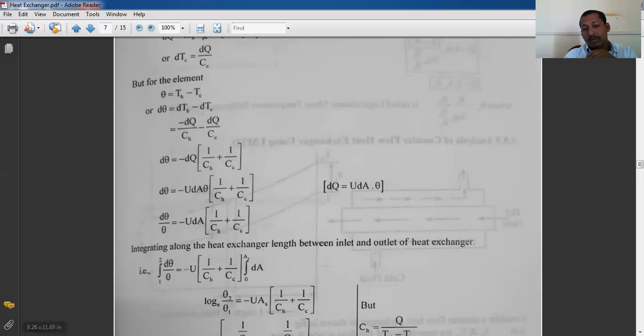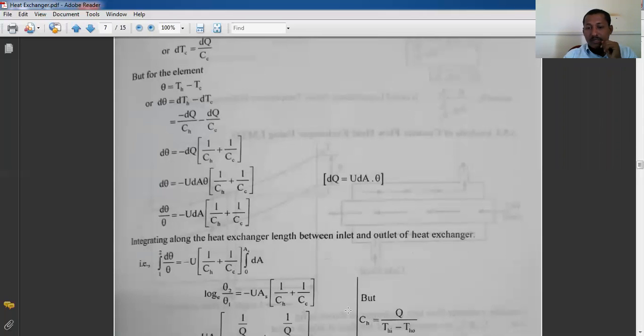So theta 1 minus theta 2, I can write theta 2 minus theta 1, I can write theta 2 by theta 1. Log base e theta 2 by theta 1 is equal to minus U As, as the limits are taken from 0 to As. That is As minus 0. So you will get 1 by Ch plus 1 by Cc.